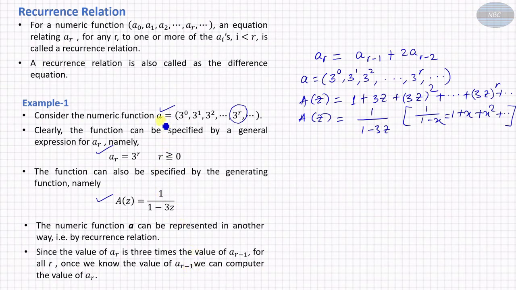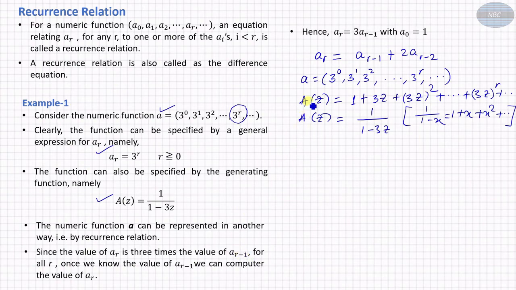When we see this numeric function in the listing form, the value of a2 is 3 square, and the value of a1 is 3 to the power 1, that is 3. So the value of a2 is 3 times the value of a1. Similarly, the value of a1 is 3 times the value of a0. So once we know the value of ar minus 1, then we can calculate the value of ar.